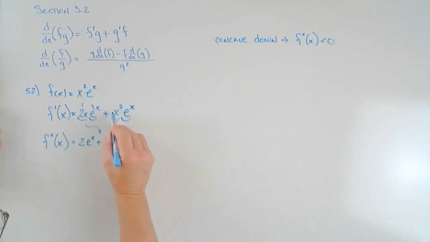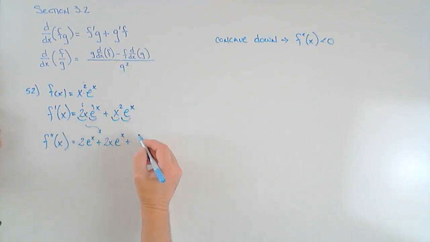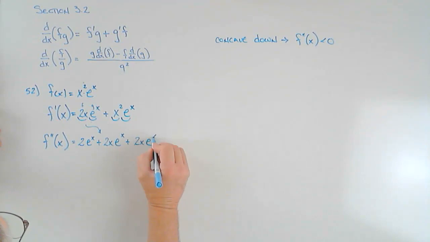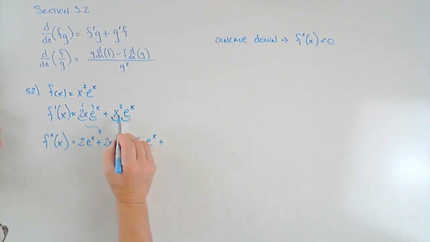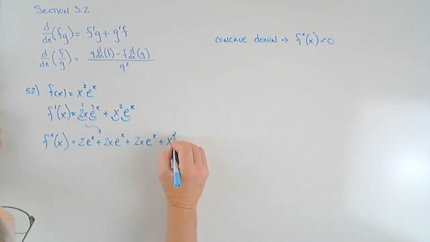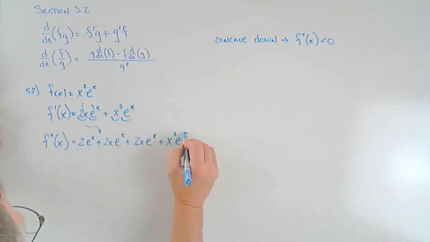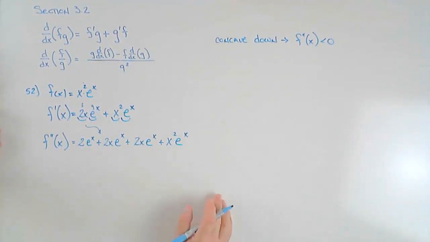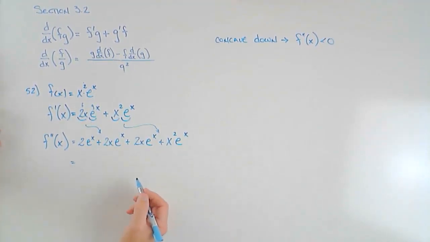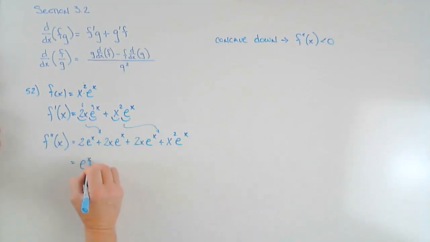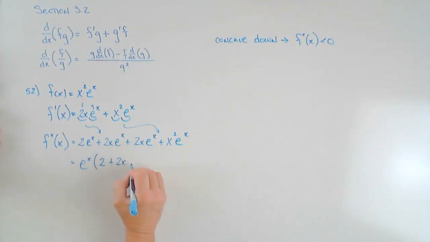Plus, now we've got to take the derivative of this product. The derivative of x squared is 2x. I leave my e to the x. Plus, I leave my x squared and take the derivative of e to the x. So we took the derivative of this over here. Well, do we have any like terms? Let's factor out an e to the x and see what happens. If we take out an e to the x, we get 2 plus 2x plus 2x plus x squared.